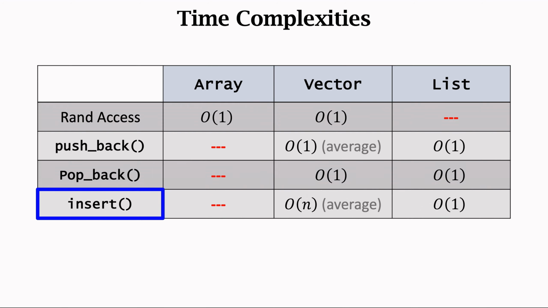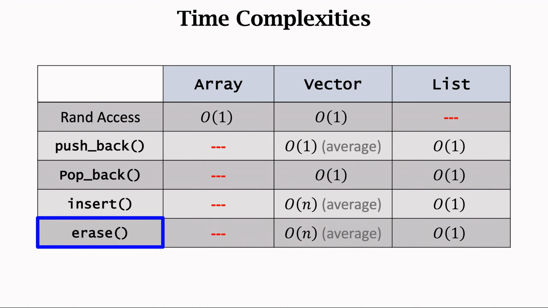Insert means adding a new element to an arbitrary position. The size of the array is fixed, so insertion is not supported. Vector allows insertion, but it can be slow. Elements to the right of the position must be moved one step rightward to make room, so that the new element can be inserted. On average, the time complexity is O(n). List can perform insertion very efficiently, only constant time complexity.